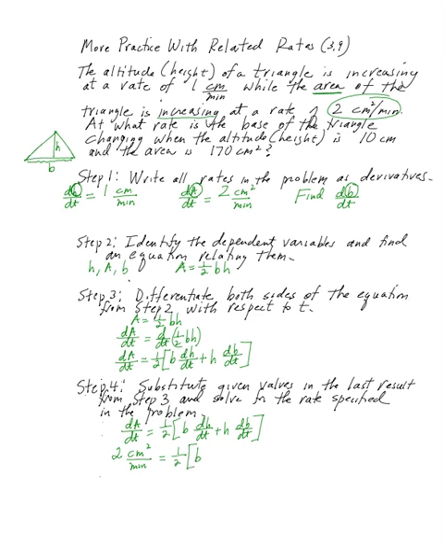Realize my B's and my H's kind of look alike, don't they? This is an H, and the second one's a B. dH/dt is 1 centimeter per minute. What's the height? 10 centimeters. And I'm going to solve for dB/dt. Okay, but I need this base.